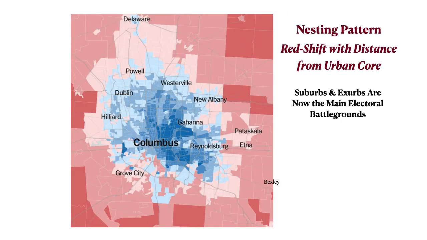Columbus is an interesting case because we can see this nesting or ring-like pattern where the central part, deep blue, going out into the suburbs, lighter blue yet, into the exurbs, very light blue, turning pink, further away, pink, getting further away yet, getting quite red.